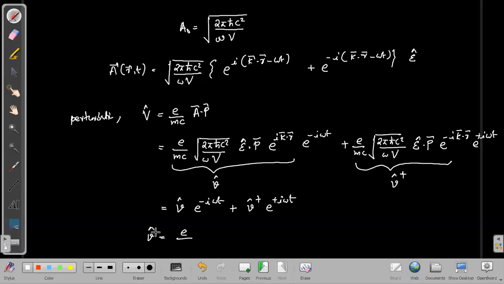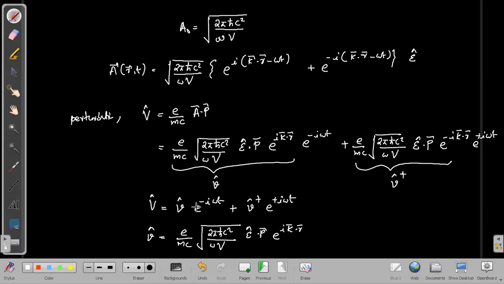So V is simply e by mc square root of 2 pi h cross c square by omega V, epsilon dot P e raised to i k dot r. Okay, so surprisingly we are getting a harmonic perturbation. So if you treat your field as a classical field, then the perturbation term in the atom field interaction just looks like a harmonic perturbation.